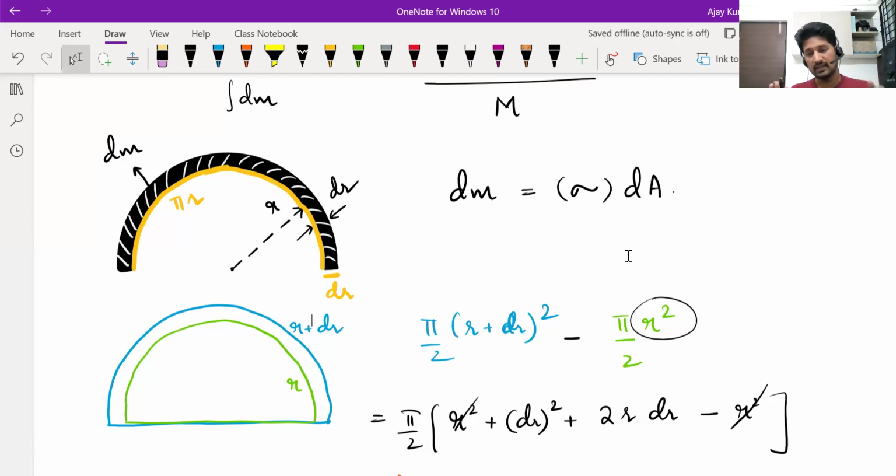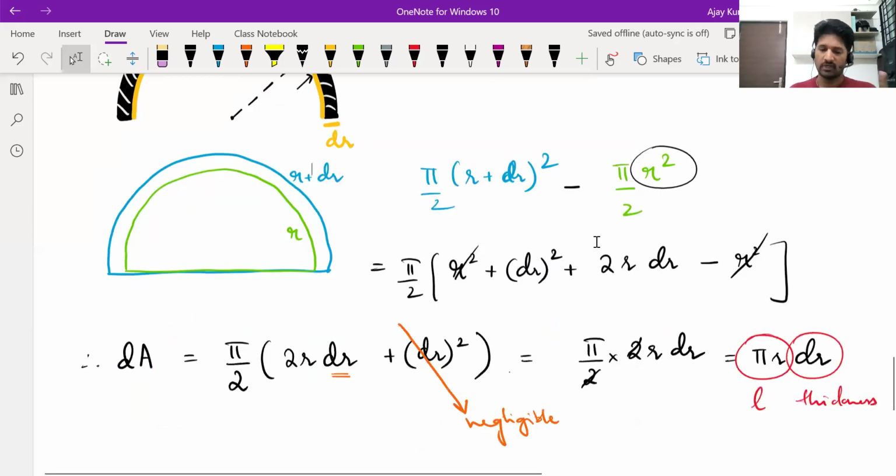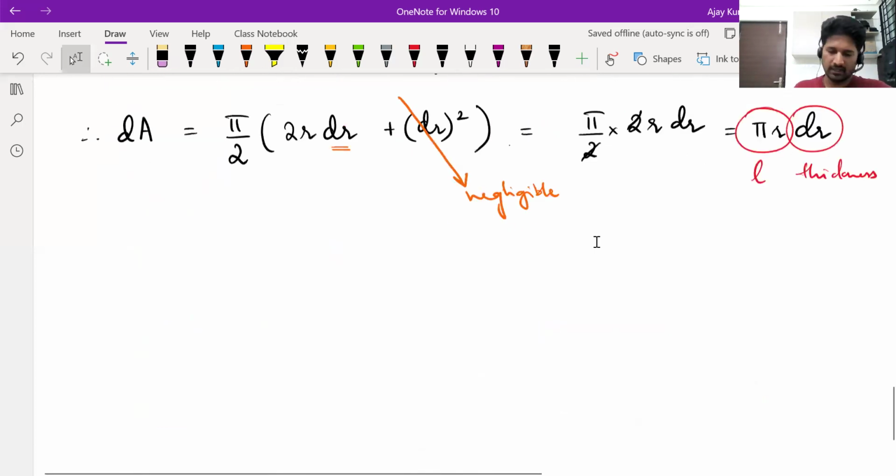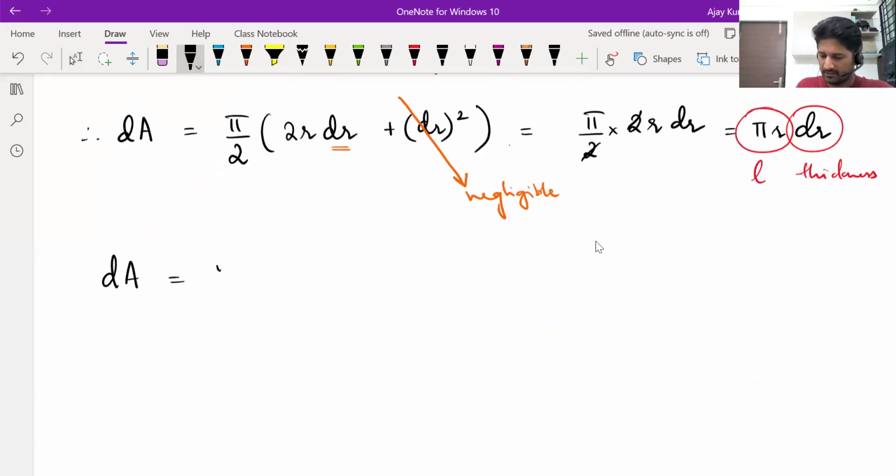It turns out to be like this only because the thickness is very small. We are ignoring dr square compared to dr. Remember that. The actual way to find out the area is outer area minus inner area only. But if the gap is very small, like dr, then you can simply take it as length multiplied with thickness. So what have we derived from all this? We got an expression for dA, which is basically pi r dr.